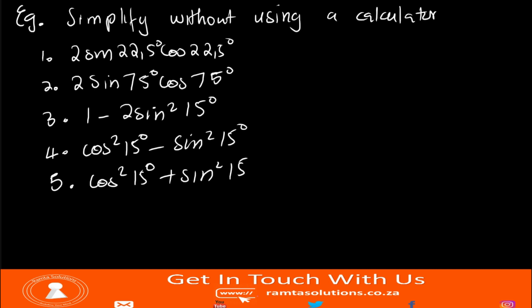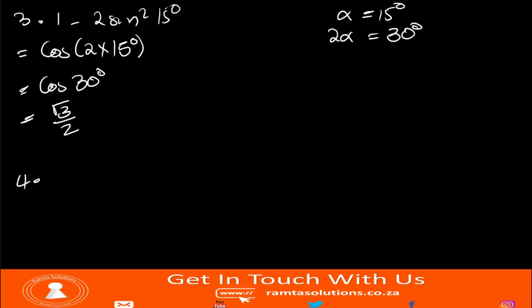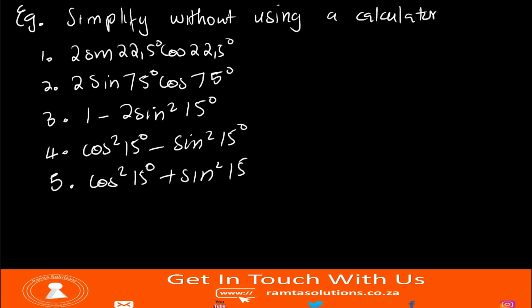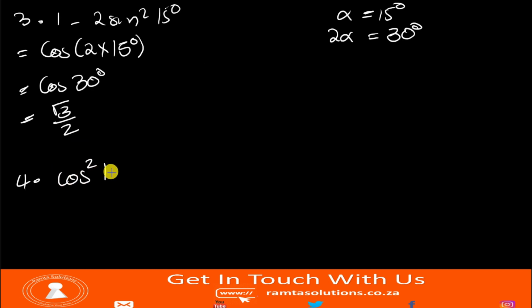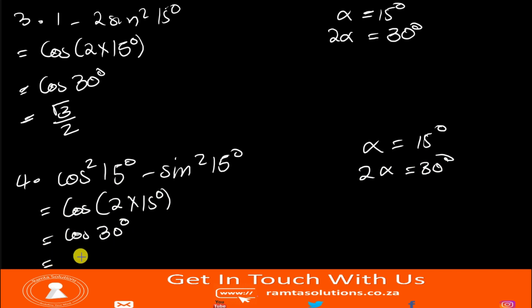Number four. Cos square 15 degrees minus sine square 15 degrees. What is this? Again, alpha equals 15 degrees. 2 alpha will be 30. So indeed, this looks like you have cos 2 times 15 degrees, which is cos 30 degrees, and cos 30 degrees is root 3 over 2. Oh boy. Can you see? It's one and the same thing.